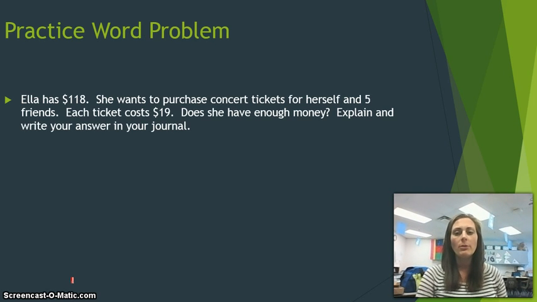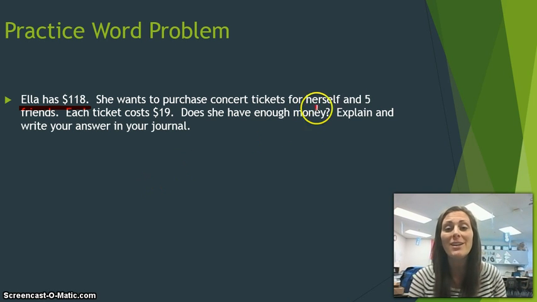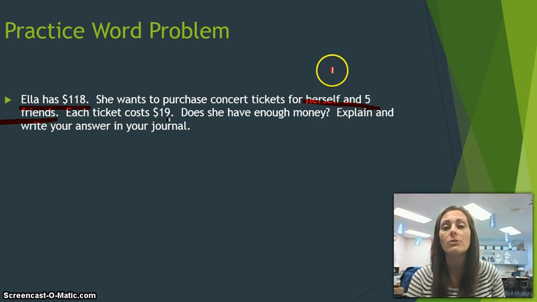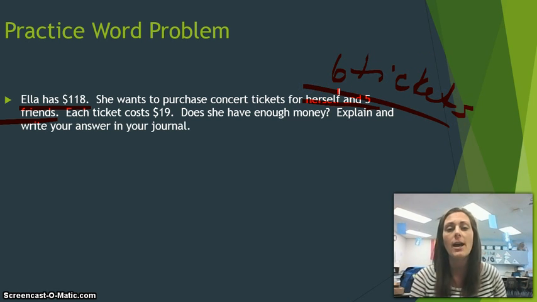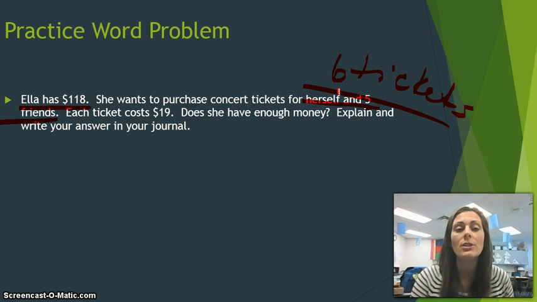Now we have a practice word problem. So I'm going to go ahead and read it to you and then push pause and solve the problem. It says Ella has $118. It's important, so I'm going to mark that information. She wants to purchase concert tickets for herself and 5 friends. Guys, we always get tricky there. That's herself and 5 friends. So she's going to be purchasing 6 tickets. It's always important to pay attention to that. Each ticket costs $19. So, does she have enough money? Explain and write your answer in your journal.